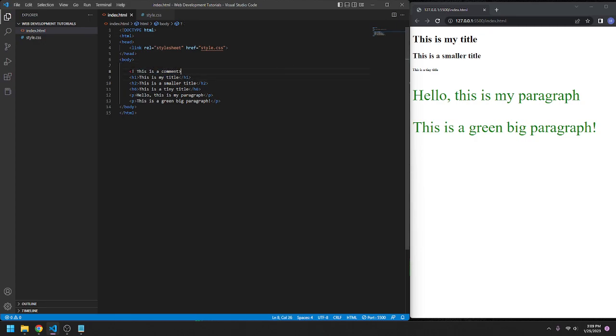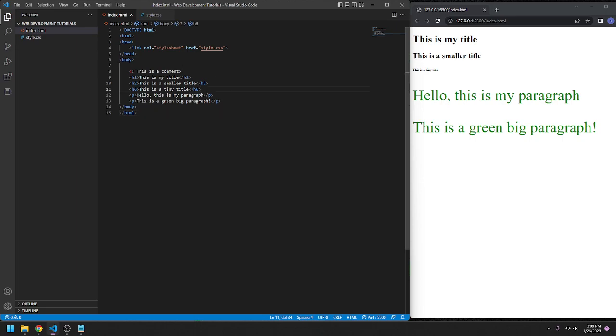Why are you red? Good question. You don't need to be red. I don't know why it's red. But as you can tell, even if I reload this, nothing's going wrong. A comment is something that you can keep to yourself that is ignored by the computer.